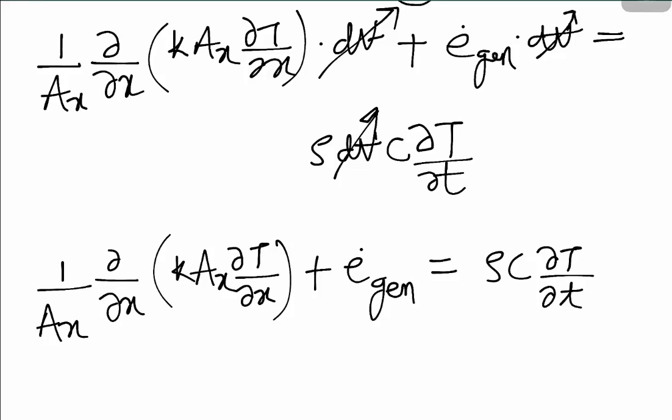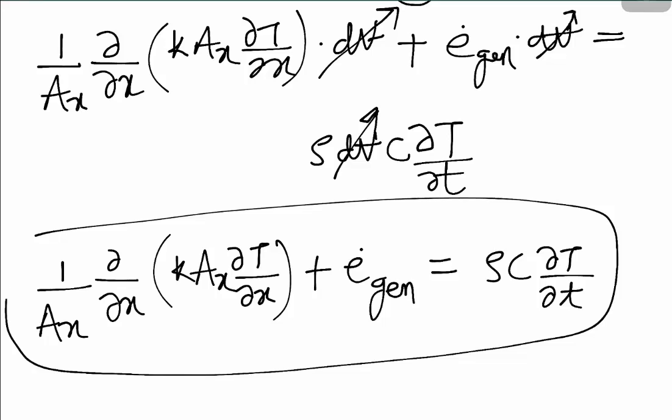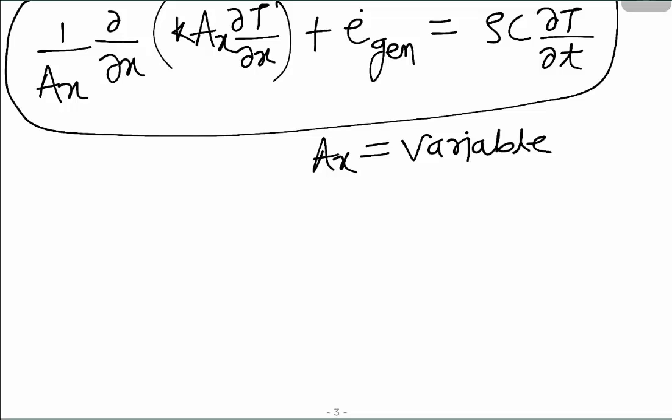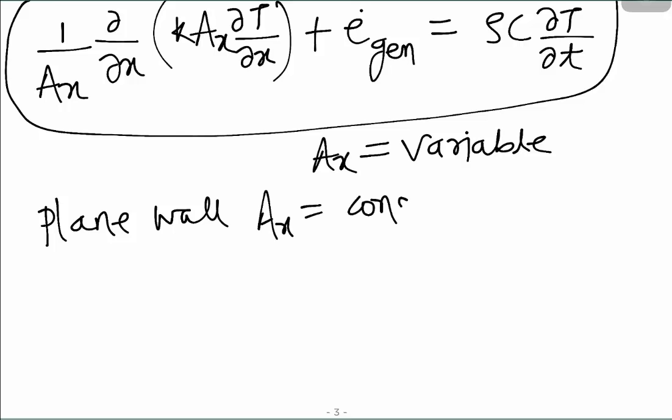So remember that I have assumed here that area Ax is variable and also area Ax can be constant. In case of plane wall, area Ax will be constant. Suppose our area is given like this.